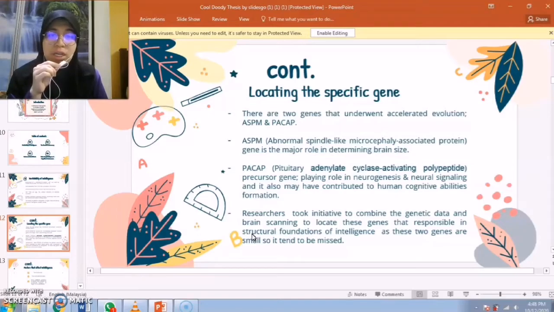PACAP, the pituitary adenylate cyclase activating polypeptide precursor gene, plays a role in neurogenesis and neural signaling, and it may also have contributed to the formation of human cognitive abilities like decision making or memorizing. So researchers took the initiative to combine genetic data and brain scanning to locate these genes that are responsible for the structural foundations of intelligence. As these two genes are so small, they tend to be missed.